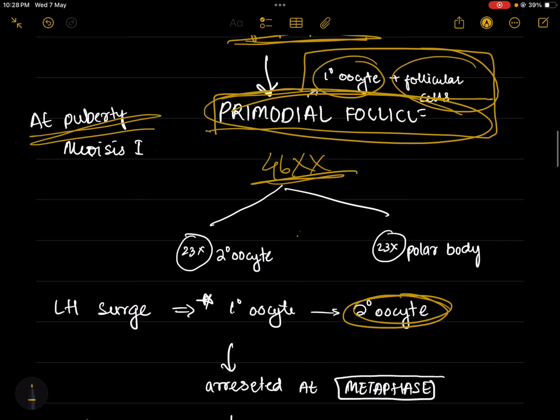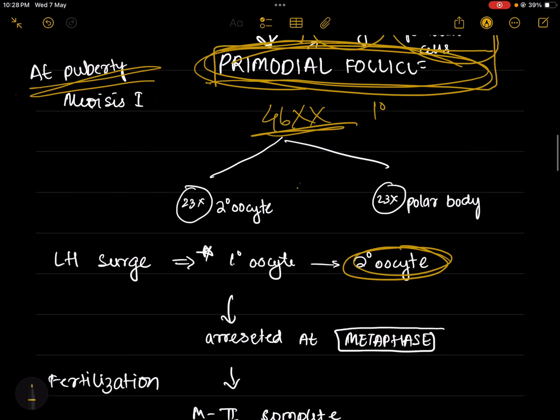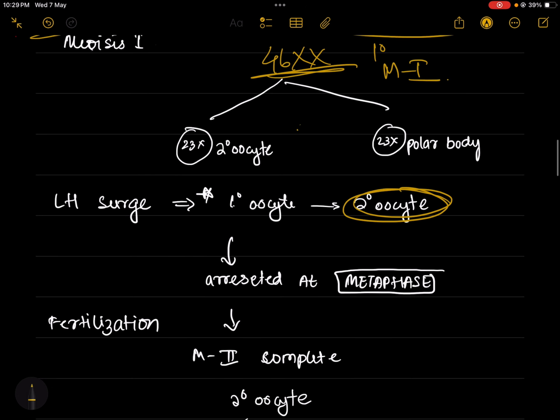So this primary oocyte which is present in the primordial follicle will resume meiosis 1 and it will give rise to secondary oocyte and a polar body.